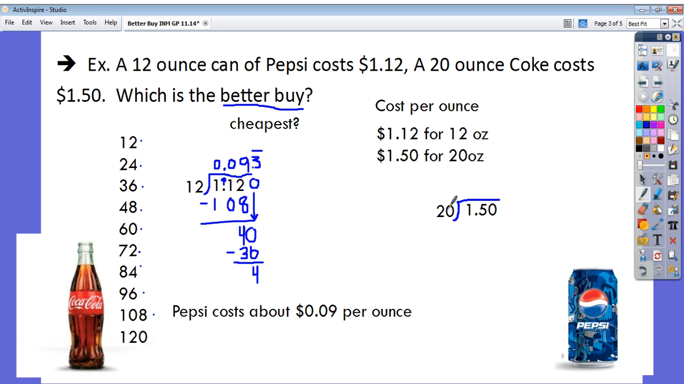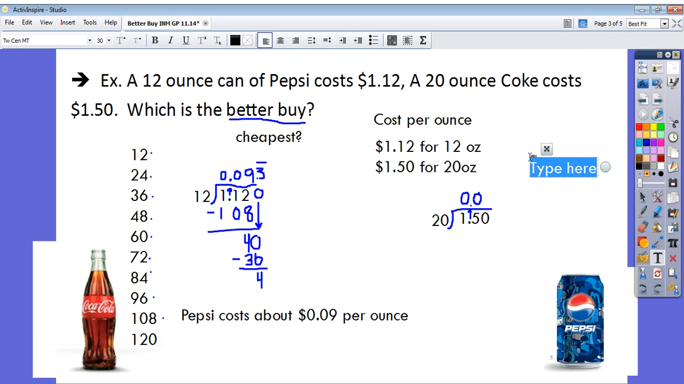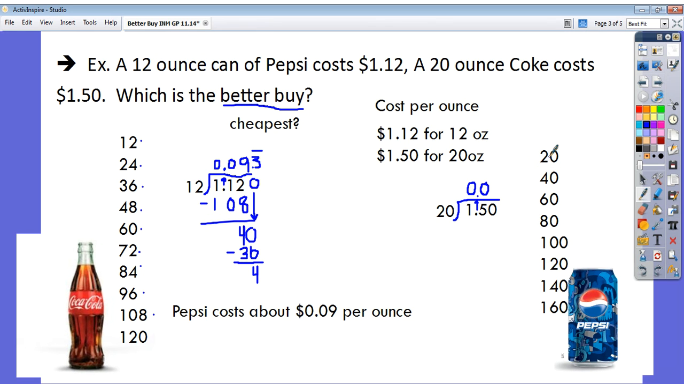I'm going to count by 20s. I can't count by 20 to get to 1, so I put up a 0. I have a decimal in my problem. I need to bring it straight up. I can't count by 20 to get to 15, so I put up another 0. 20 goes into 150. Well, let's count by 20s. 20, 40, 60, 80, 100, 120, 140, 160. Okay, so 20 can go into 150 1, 2, 3, 4, 5, 6, 7 times.